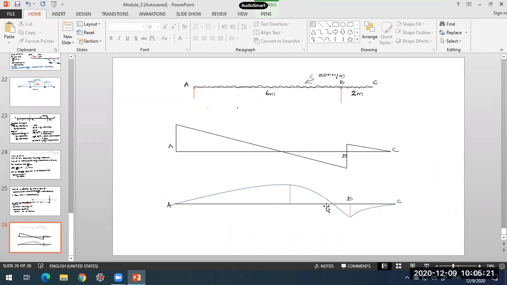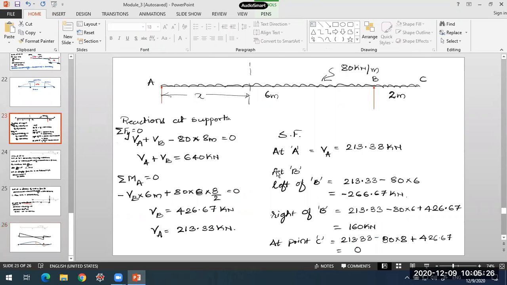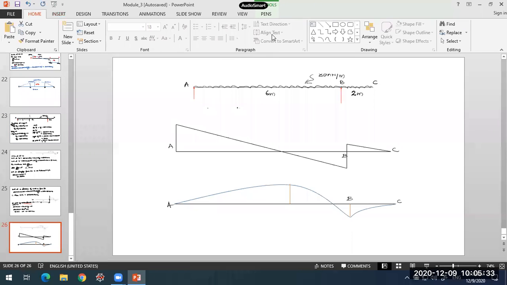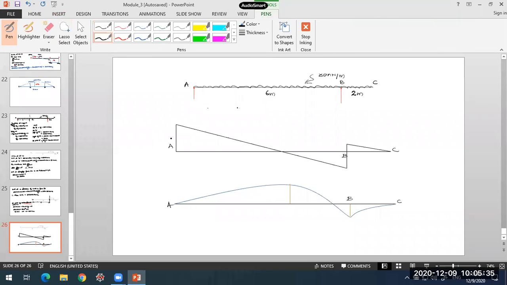So this is the variation in the bending moment and shear force. Values are at A 213.33, B minus 266.67, and 160. So this is 213.33 kilonewton, 266.67 at B negative, and at this point itself it will also come to 160 kilonewton positive. Okay, and at C it will come to 0.